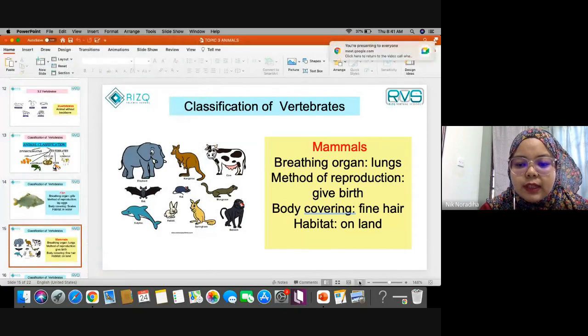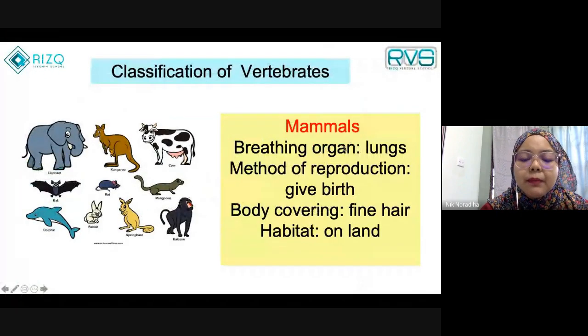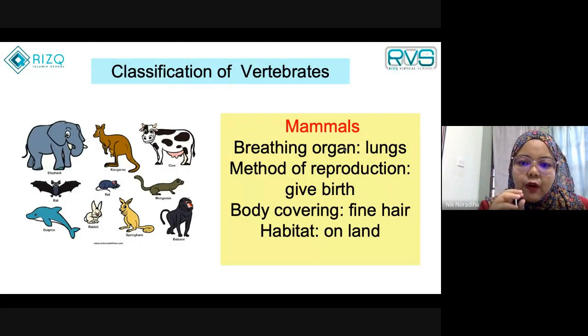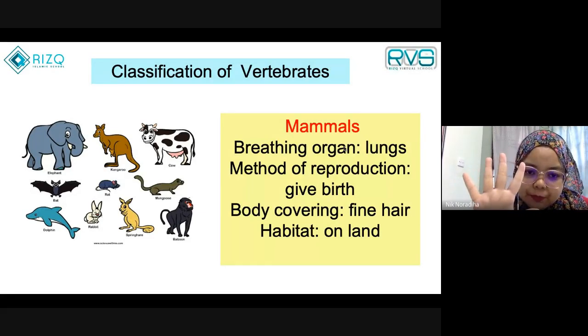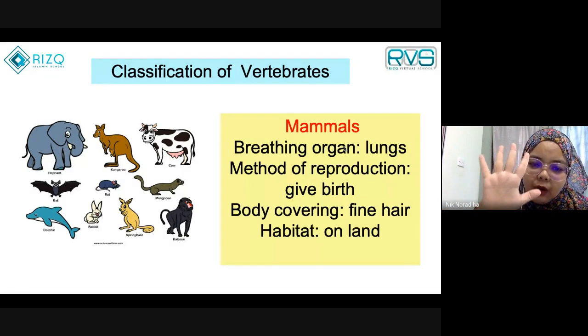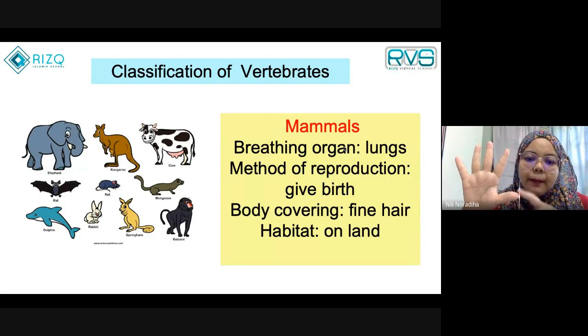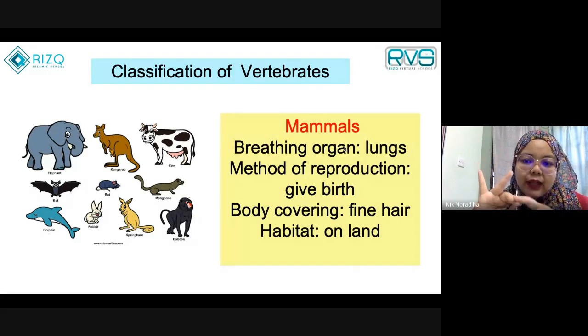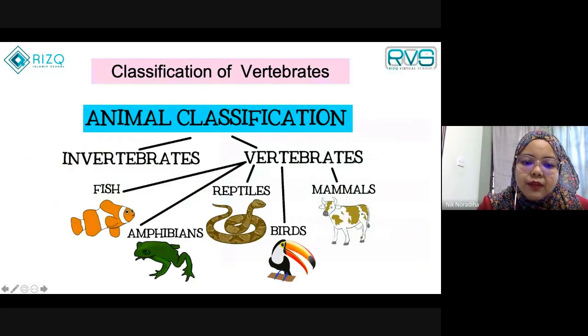Mammals, okay. Now, teacher is explaining about mammals. Mammals is one of the groups in animal classification for vertebrates, animals with a backbone. We have 5 groups. Listen carefully. Under vertebrate, we have 5 groups of animal: fish, amphibian, reptiles, bird and mammals.